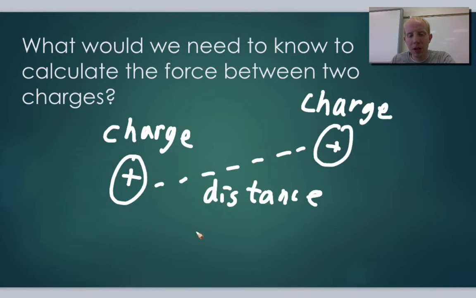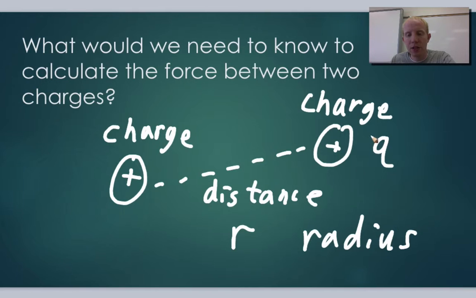Just so you know, in all the equations, we're going to describe distance as r for radius, and in most equations, we'll use q to describe charge. It's kind of a weird letter. I guess they just ran out of letters, and Coulomb was already taken for C. So charge is represented with Q, and distance is represented with R.